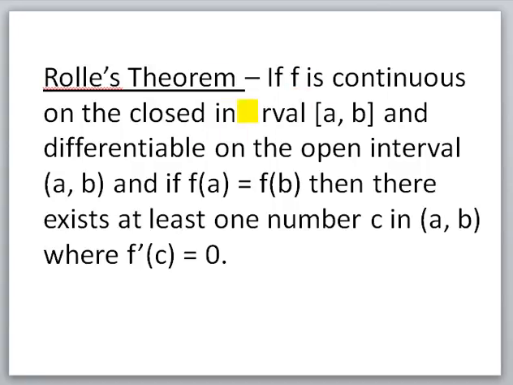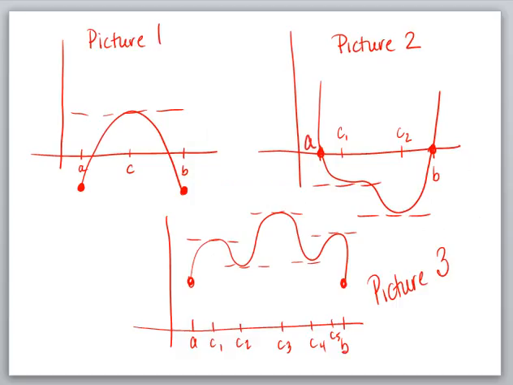In order for Rolle's theorem to apply, it has to be continuous on the closed interval. It has to be differentiable on the open interval. And f of a has to equal f of b. If any of those three parts are not true, Rolle's theorem does not apply. What Rolle's theorem says is if those three parts are true, then there exists at least one number c where the derivative equals 0. This is going to be much easier to see by looking at these pictures.